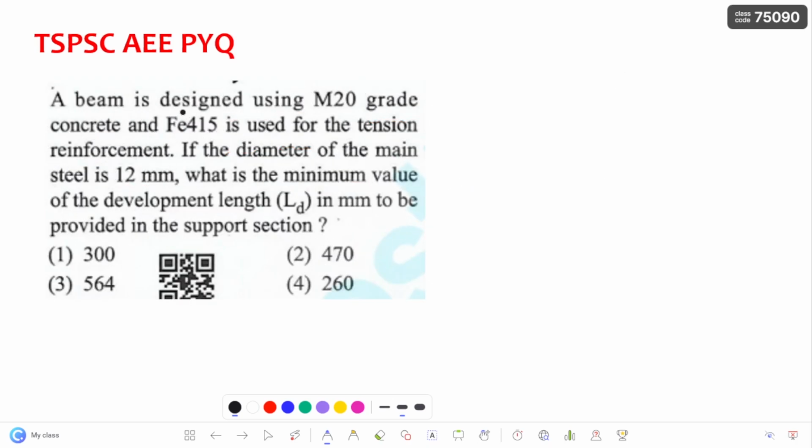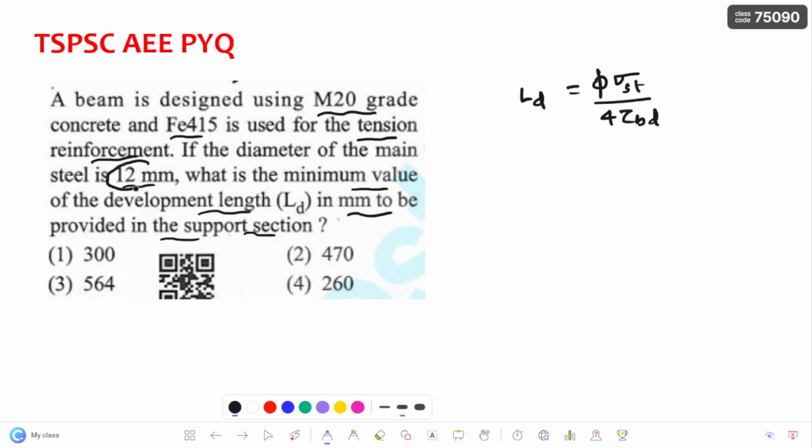Next, coming to the second question. A beam is designed using M20 grade concrete and Fe415 bars used for the tension reinforcement. If the diameter of the main steel is 12 mm, what is the minimum value of the development length in mm to be provided in the support section? With the same formula, we are going to use Ld = phi sigma st by 4 tau bd. Phi is the diameter of the bar, which is given as 12 mm in the question. Let us substitute that 12. Coming to sigma st, I already explained, in the limit state method we use 0.87 Fy. 0.87 into Fy, where Fy is the grade of steel, given as Fe415. I substitute 415.